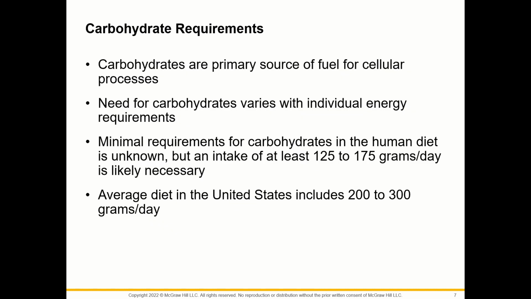Carbohydrates are the primary source of fuel for cellular processes. The need for carbohydrates varies with individual energy requirements. The minimum requirement for carbohydrates in the human diet is unknown, but an intake of at least 125 to 175 grams a day is likely necessary. The average diet in the United States includes 200 to 300 grams a day. That's over twice the amount that is at least recommended.